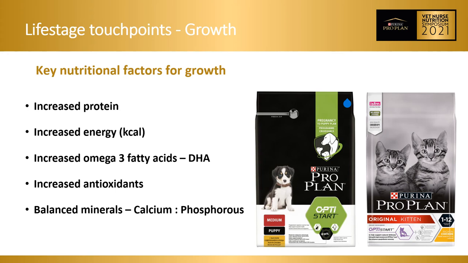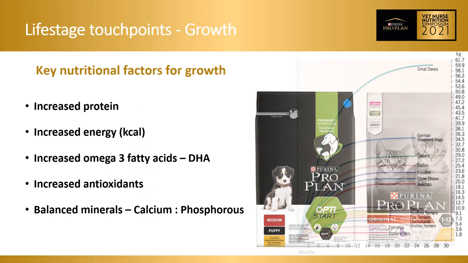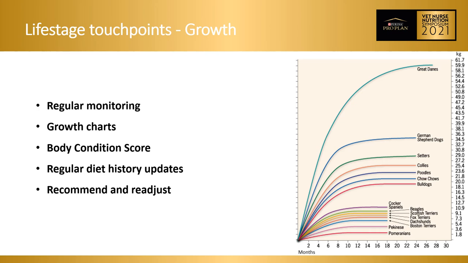To support that rapid growth and development, puppy and kitten foods are very energy dense, and if they are fed incorrectly and not to the right guidelines, or if they're overfed, this will directly affect their growth and body condition. So again, it's important to be aware of that. To prevent this from happening, we should be looking at regular growth monitoring or puppy and kitten clinics, ideally monthly for the first 6 months, then every 2 to 3 months until they're fully grown.